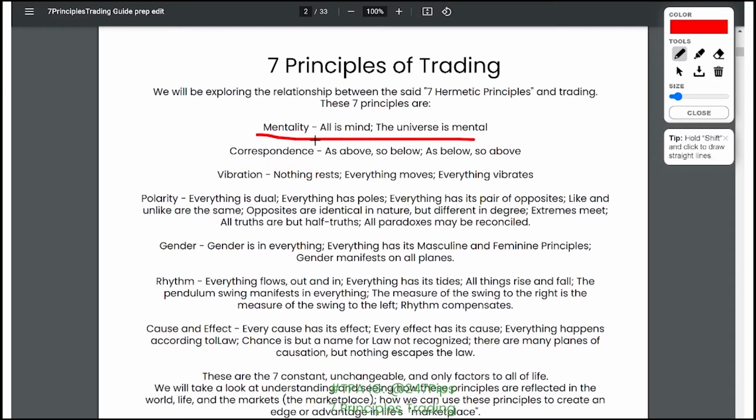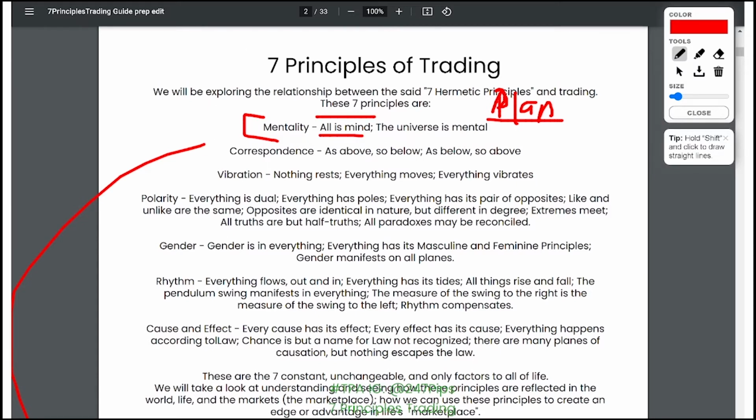So the mentality: all is mind, the universe is mental. But this aspect here, the first one, really just goes to show us that we need a plan. A plan is something that helps us keep the end in mind, know what we're actually looking for, knowing that we have a higher time frame target, or what we're actually looking for in the market. Are we using support and resistances? Are we using moving averages? Are we using daily pivots, or whatever the case? We need to have a plan in mind before anything else down here works.